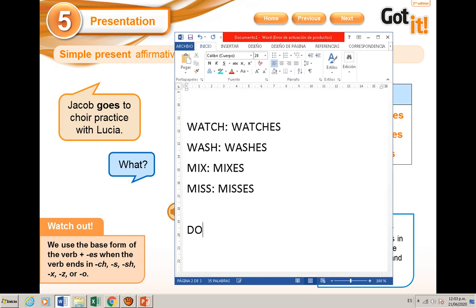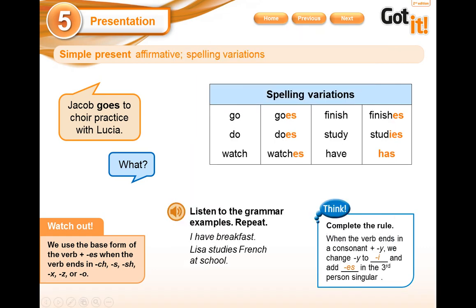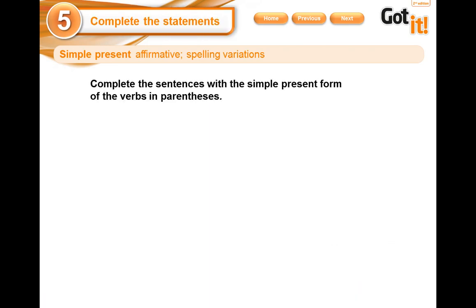Y luego tenemos los irregulares. ¿Cuáles son estos irregulares? Do y el does. Porque es does. Do, does. En el caso de have, has. No olvidar que tanto watches, washes, mixes, misses, does, and has, we must use with personal pronouns he, she, and it. Mejor no nos olvidemos de ello. Bueno, con las reglas que están aquí está un poco más fácil de poder entender y ahora es cuestión de practicar.